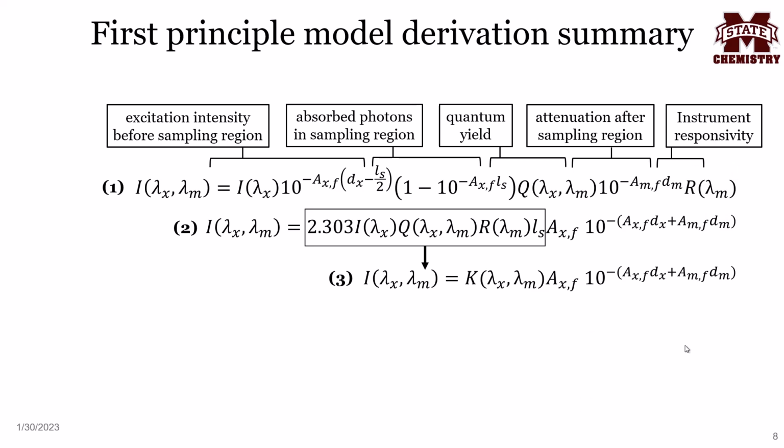If the effective sampling path length is less than or equal to 0.46, then we can simplify to equation 2 using basic algebra. This condition is easily met in practical applications because LS is very small compared to a 1 centimeter cuvette. Combining the 2.303 I term here, shown in the box, gives us equation 3, where K is a constant that represents all parameters using a singular instrument and sample.